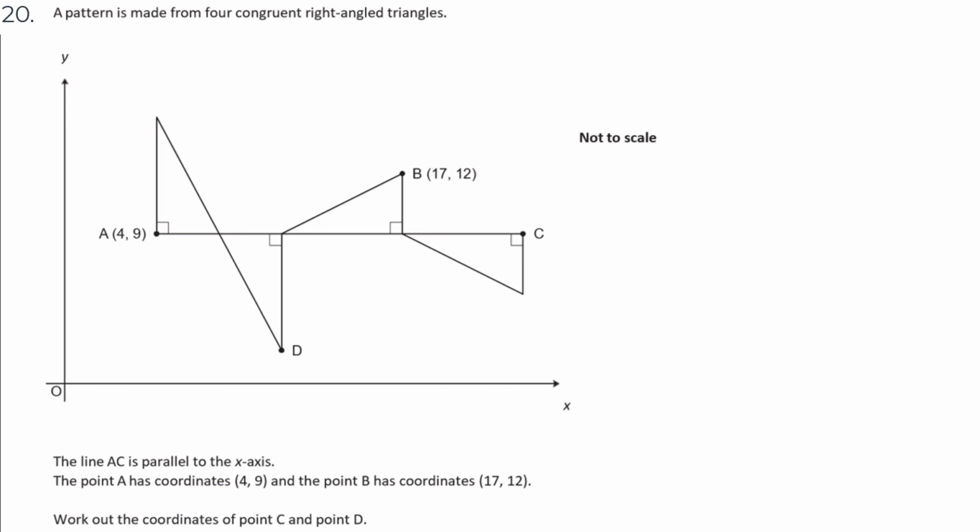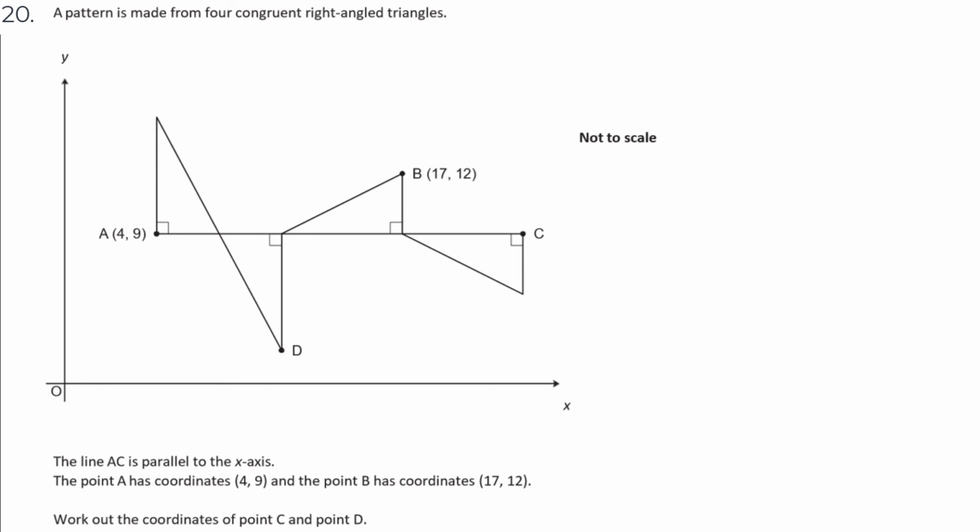Question 7. A pattern is made from 4 congruent right-angled triangles. The line AC is parallel to the x-axis. The point A has coordinates 4, 9, and the point B has coordinates 17, 12. Work out the coordinates of point C and point D. Okay, so we know that all 4 of these triangles are congruent, so they share the same lengths and things, don't they? So we should be able to work out what those lengths are. I think we're going to have to work those out so we can work out the various coordinates.